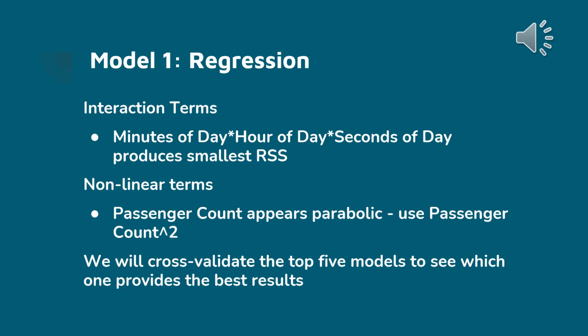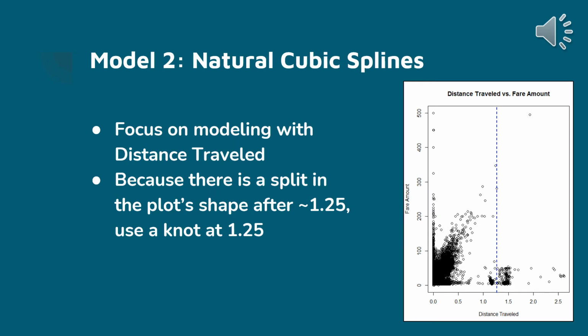All 5 of these models will be run through our cross-validation validation set approach a few slides further. And to go along with our regression, we wanted to do a second model, which is a natural cubic spline. We chose this because we noticed that in the plot to the right of distance traveled versus fare amount, there's a clear shift in the trend between under 1.25 and after 1.25. So we decided to put a knot right at 1.25 to hopefully model this data using two separate functions.